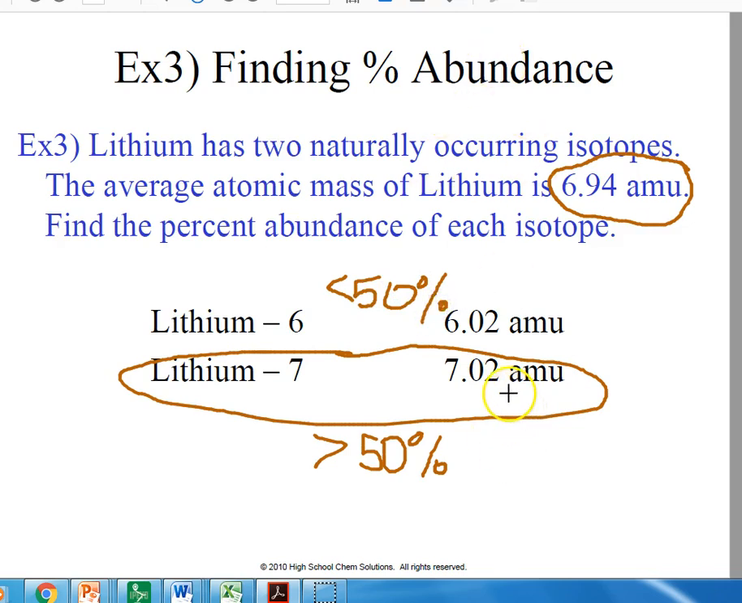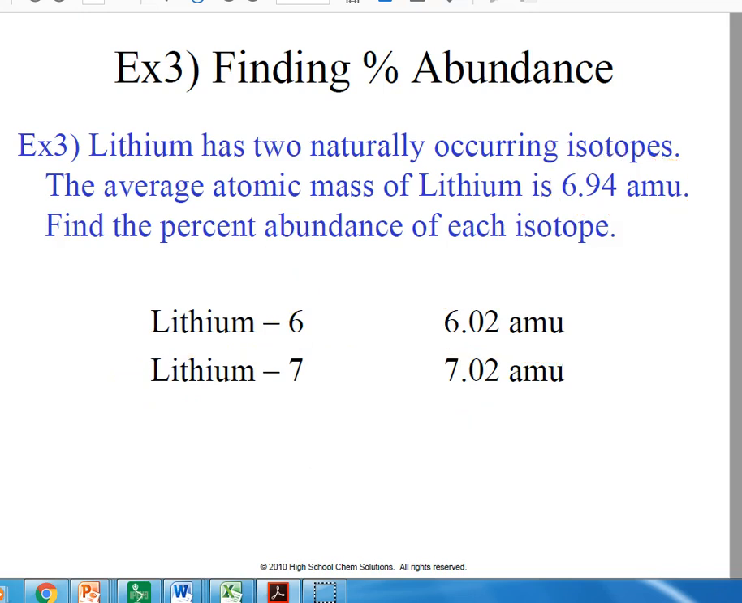You should be able to figure that out just by looking at the numbers. Whatever the average is closer to, that's the one that's more abundant. And the closer it is to that number, the higher the percentage of that value. All right, let's look now at how to solve.